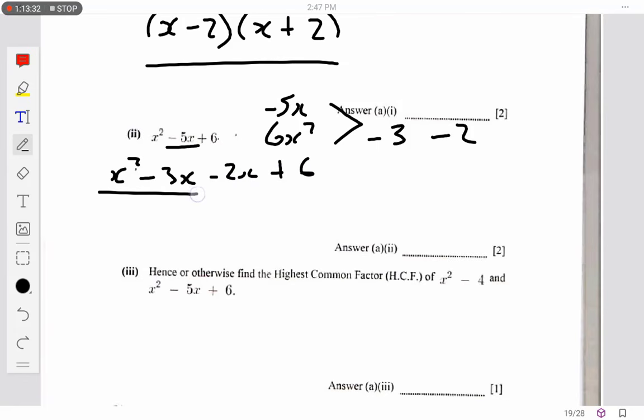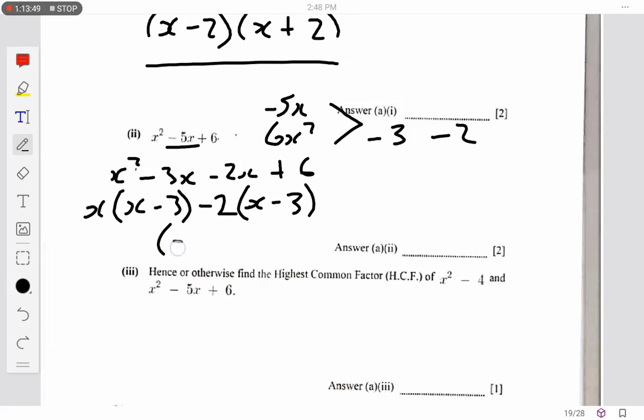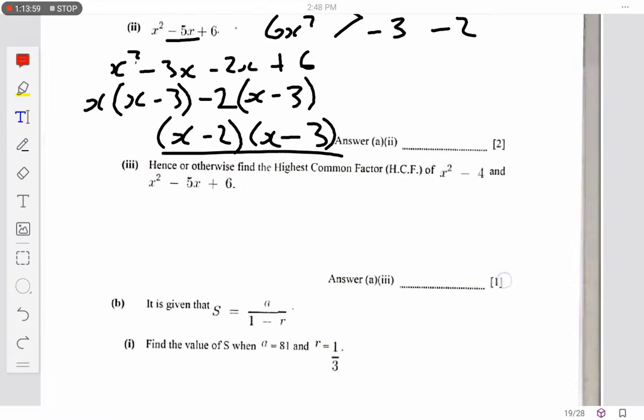So I can now take factors of this one and factors of that one. For the first one, I have a common factor of x and I get x minus 3 inside. For the second one, I've got minus 2 and I get x minus 3 there. So I've got factors of x minus 2 and x minus 3. So these are the factors there. Okay, let's go on to the next one.